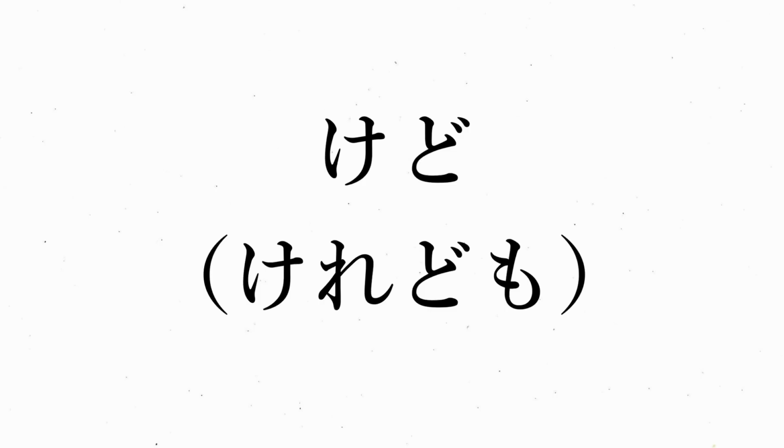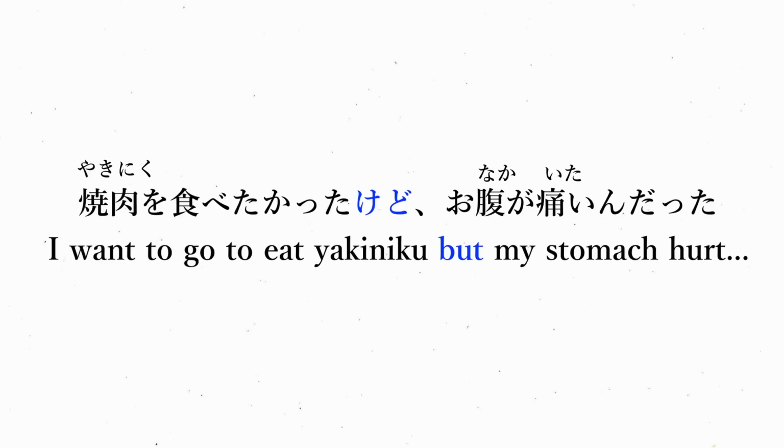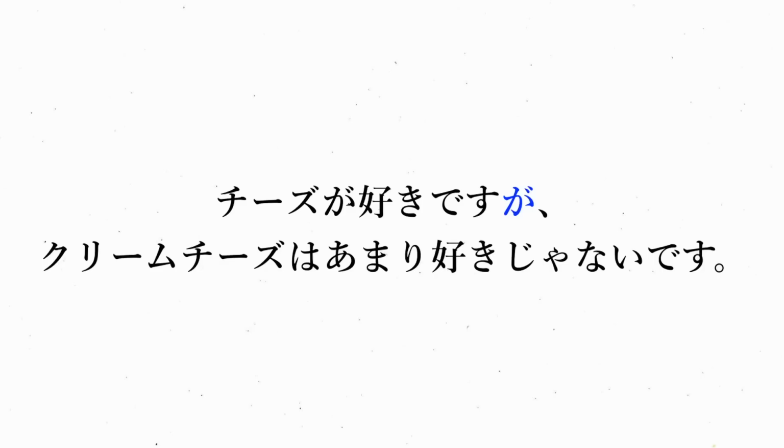Kedo and the conjunctive ga I'm gonna put together because they have similar meanings. Kedo is short for keredomo, which means but or though. 焼肉を食べたかったけど、お腹が痛かった. I wanted to go to yakiniku, but my stomach was hurting. So let's cycle back to the beginning when I spoke about ga. There is a separate particle ga that is written the same, but it has a different meaning, similar to kedo. チーズが好きですが、クリームチーズはあまり好きじゃないです. I like cheese, but I don't really like cream cheese.